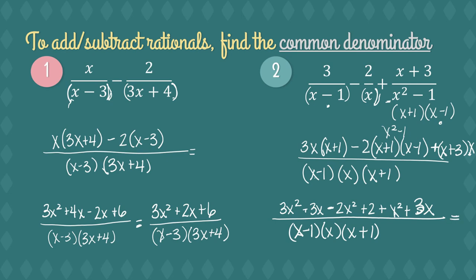Now I want to combine any like terms. So I've got a 3x squared minus 2x squared plus x squared, which is going to be 2x squared. And then I have a 3x and a 3x, so 6x, plus 2. And that's all over my same denominator that I had before. And there we go.